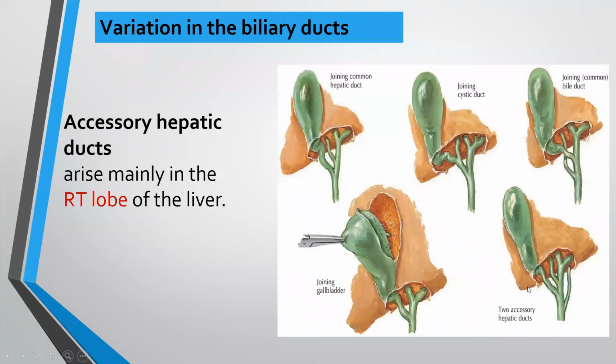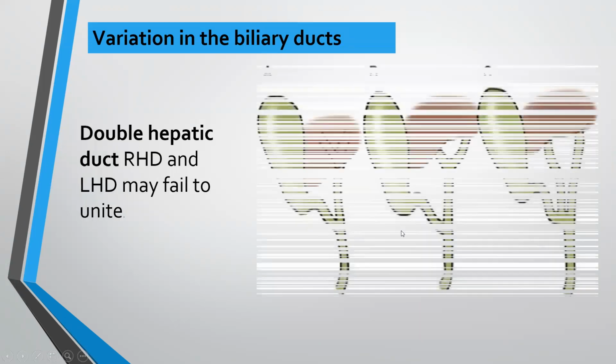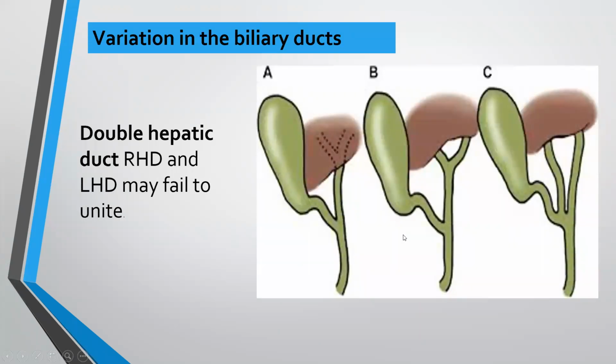Accessory hepatic ducts arise mainly in the right lobe of the liver, either joining the common hepatic duct or joining the cystic duct or joining the common bile duct, or sometimes having 2 accessory ducts, or the least variant joining the gallbladder. Double hepatic ducts, when right hepatic duct and left hepatic duct fail to unite, giving this appearance.